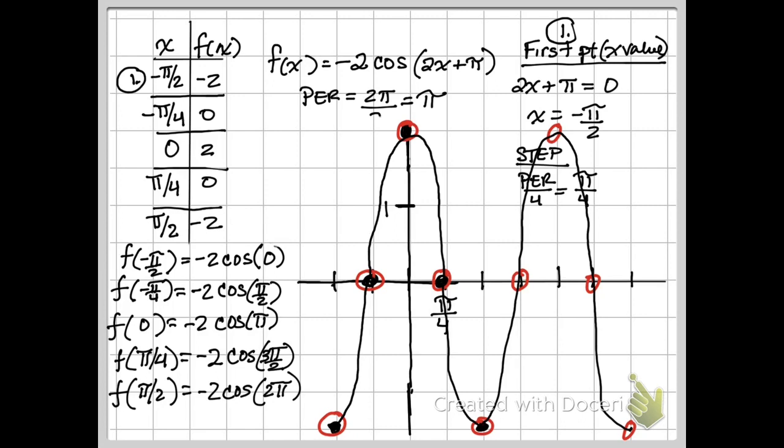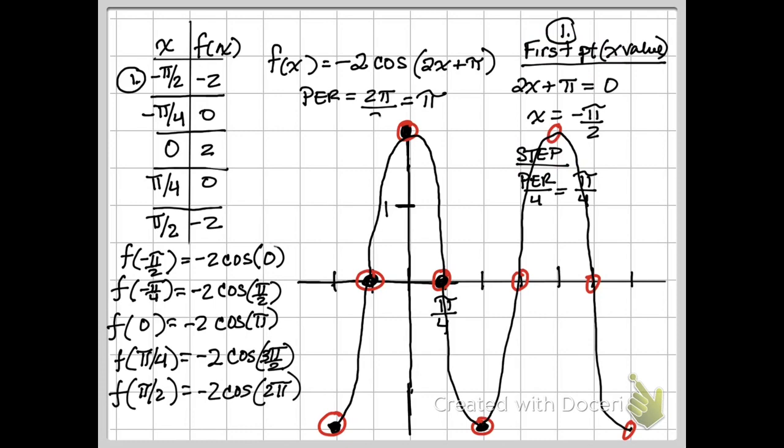So that process of using the first point and the step to get these x values, the way that we've done it here, will apply to sine and cosine. We'll actually use something similar, but not precisely the same, for all of the other trigonometric functions. Okay, so I hope you can graph those.